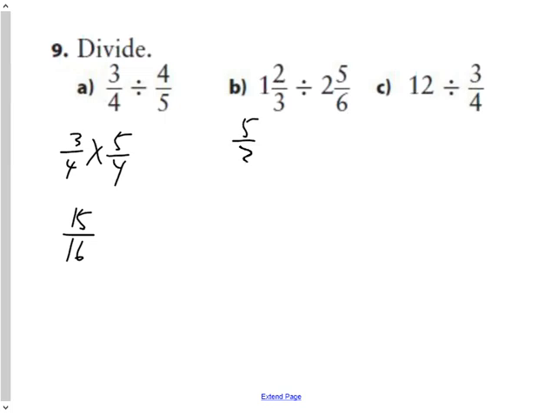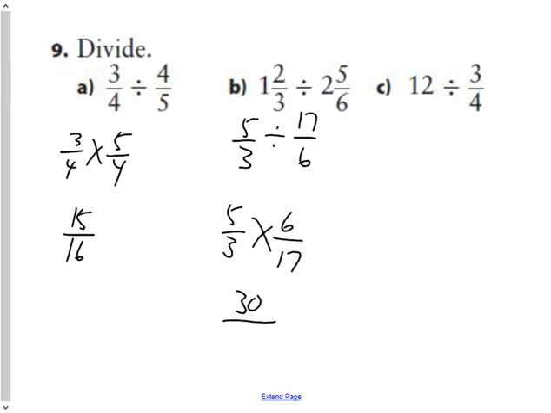5 over 3 divided by 17 over 6 will become 5 over 3 multiplied by its reciprocal, which is 30 over 51. Is that lowest terms? It looks like lowest terms, doesn't it? What's divisible into 30 and 51? 3 is divisible. And remember what we said for divisibility rules.